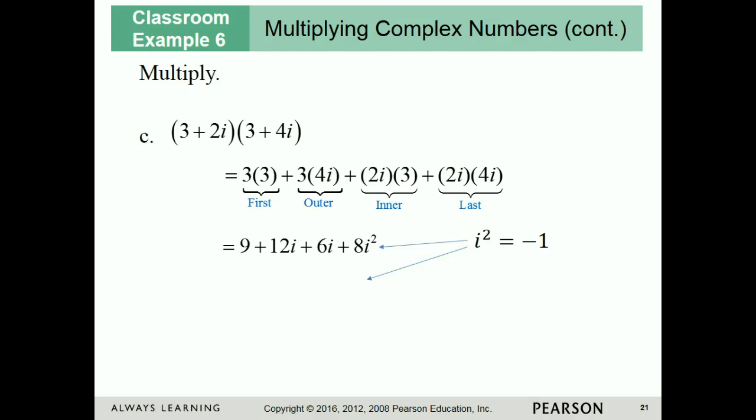So we go to our next step. Notice that we've combined 12i and 6i, combining like terms, and notice that we've converted that i squared into a -1. So we continue on down. Notice that that now became -8. So we're going to have to combine those real parts to simplify this further. And here we have 9 minus 8 is 1, and we end up with the complex number 1 plus 18i.